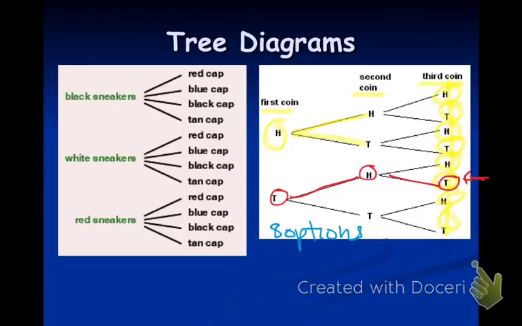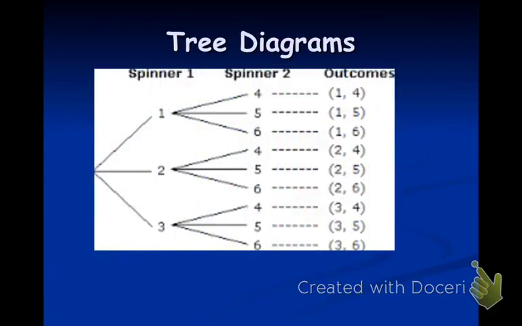Let's go ahead and look at some more tree diagrams. Here, let's say we're spinning a spinner that has 3 things it can land on: 1, 2, and 3. Spinner number 2 can land on 4, 5, or 6. The outcomes are I can get a 1 with a 4, a 1 with a 5, a 1 with a 6, and then repeat the second outcome with the first outcome being 2, and as well with 3.